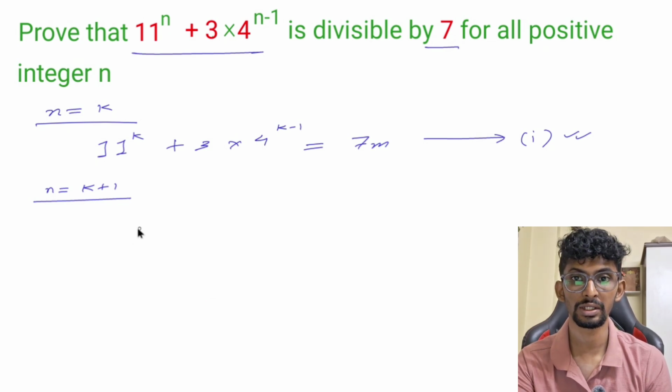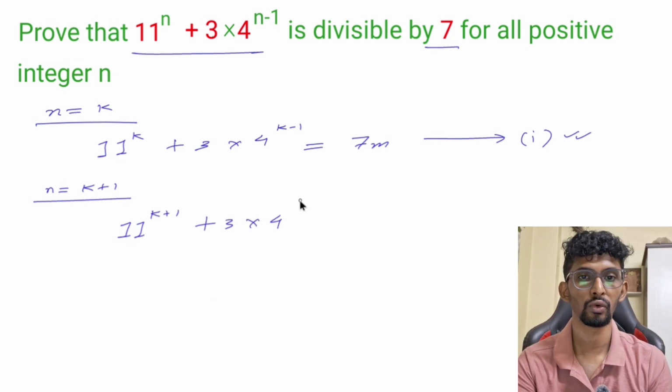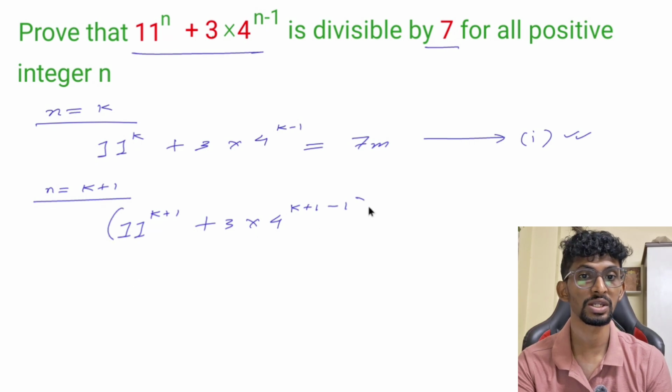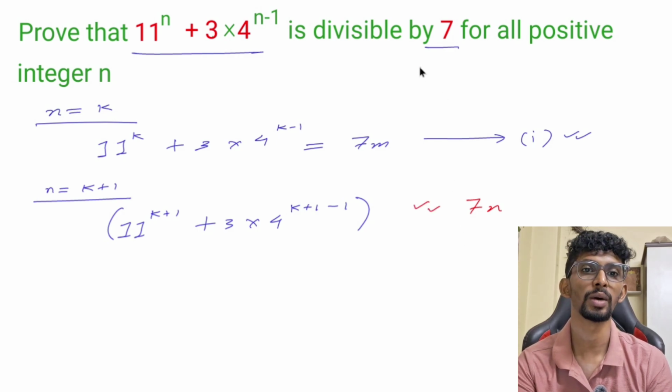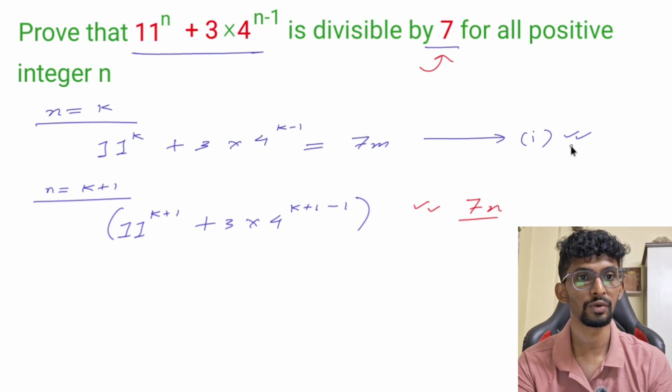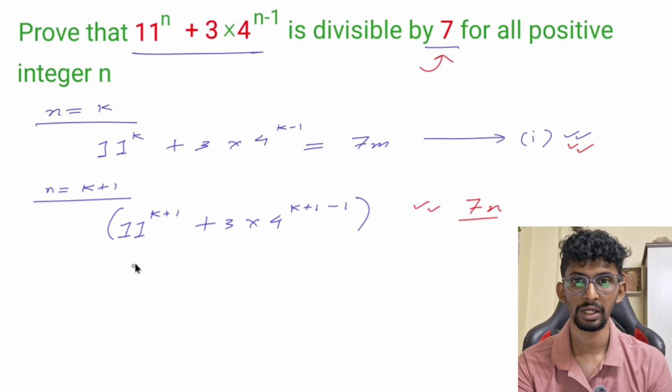So for k plus 1, the statement will be 11 raised to the power k plus 1 plus 3 times 4 raised to the power k plus 1 minus 1. Okay, so if we can write this expression in the form of 7 times something, maybe n, then we can easily say this is also divisible by 7. So now let us try to make it in this form. Obviously we can use this equation 1. So let us simplify it.